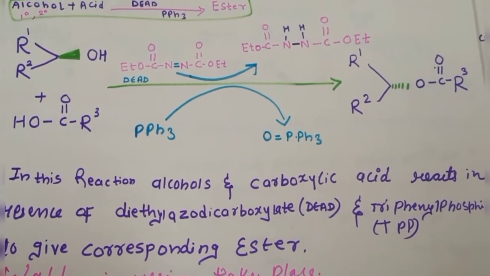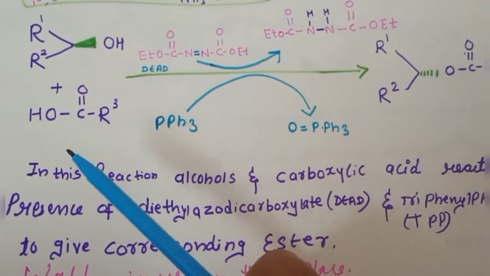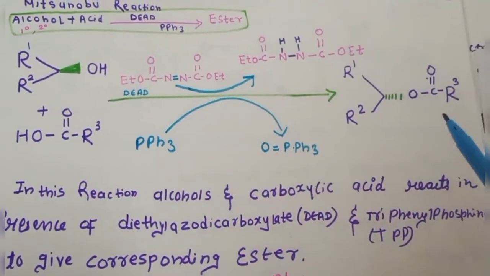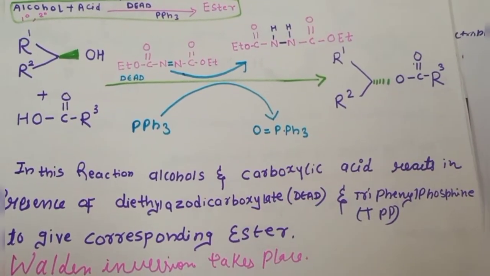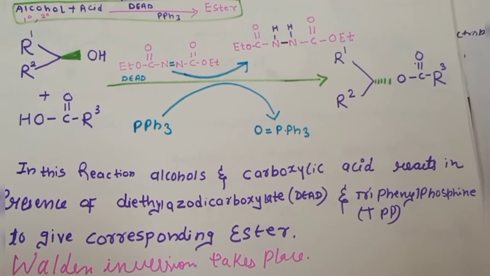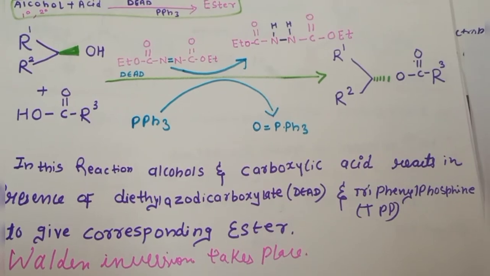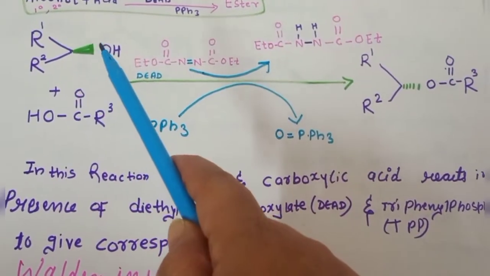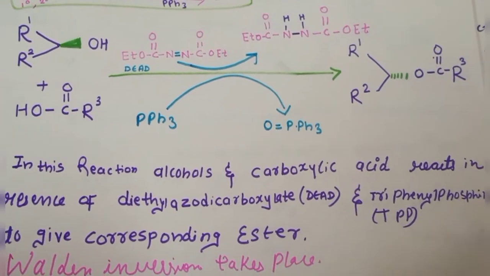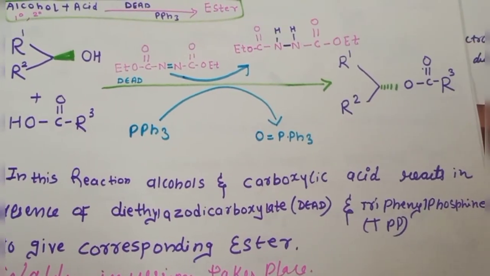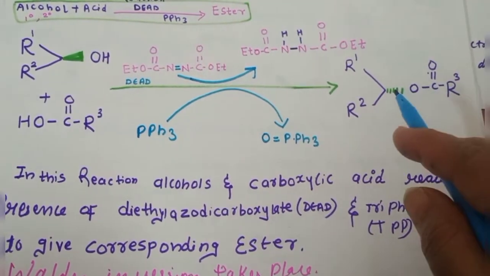So this is the overall reaction: when we take our alcohol and our acid, they get converted to our ester. And the important thing in this reaction is that it proceeds through the SN2 mechanism. What is important in the SN2 mechanism? That inversion of configuration takes place. Means if our OH is in plane, the product, the ester, will be formed out of the plane, so this group will be out of the plane.